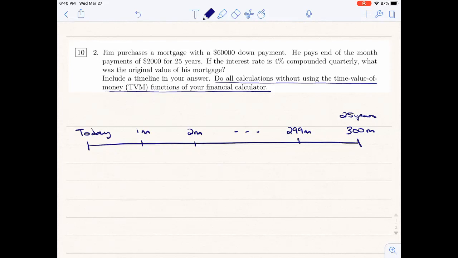He's going to make end of the month payments, which means our first payment is at the 1 month mark. Remember, if the payments were at the beginning, which they very well could be, easy switcheroo, then you would have to put your first payment today. But because it's at the end of the month, we start our payments at the 1 month. So we've got a payment here. Oh, 2,000, we already know what it is. 2,000, 2,000, 2,000 and 2,000.